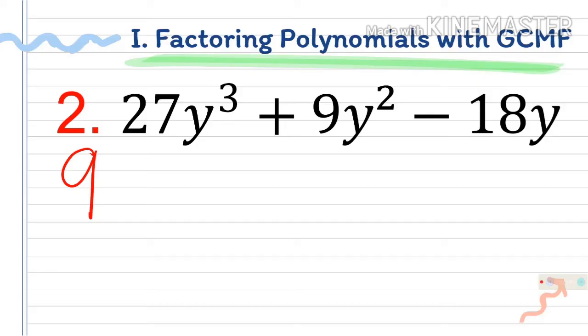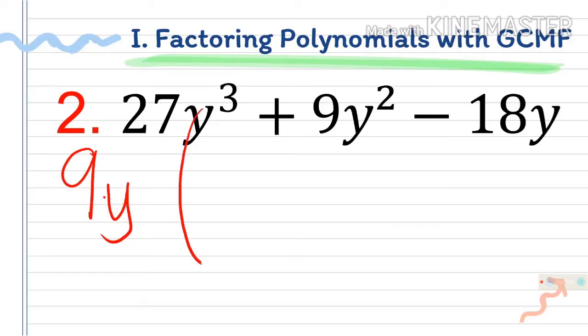And then you also notice that we have the variables. We have here y cubed, y squared, and y. So what should be the variable with the least exponent that you are going to use? Yes, you have here y. Okay?